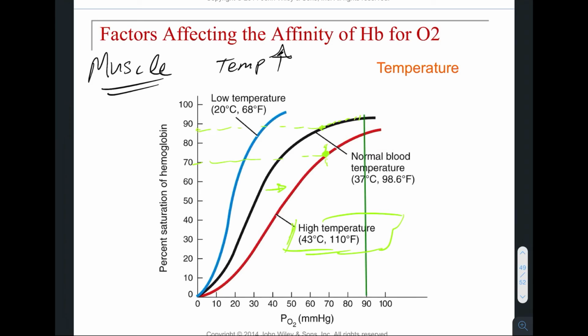But then when the tissue is not doing a lot of respiration, we can expect the temperature to be low. And when the temperature is low, then the hemoglobin is very greedy with oxygen. It holds on to oxygen, and the saturation of that hemoglobin for those tissues is always much, much higher because of that.